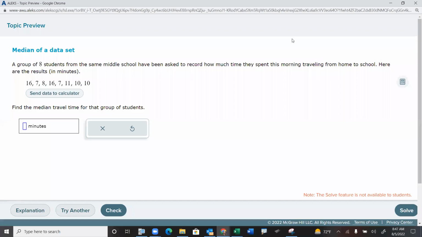Okay, this one's a little different, only because there is an even number of data points. So just like before, you put them in order from smallest to biggest. So 7, 7, and 8. Then we've got a couple of 10s. And then 11, 16, 16.